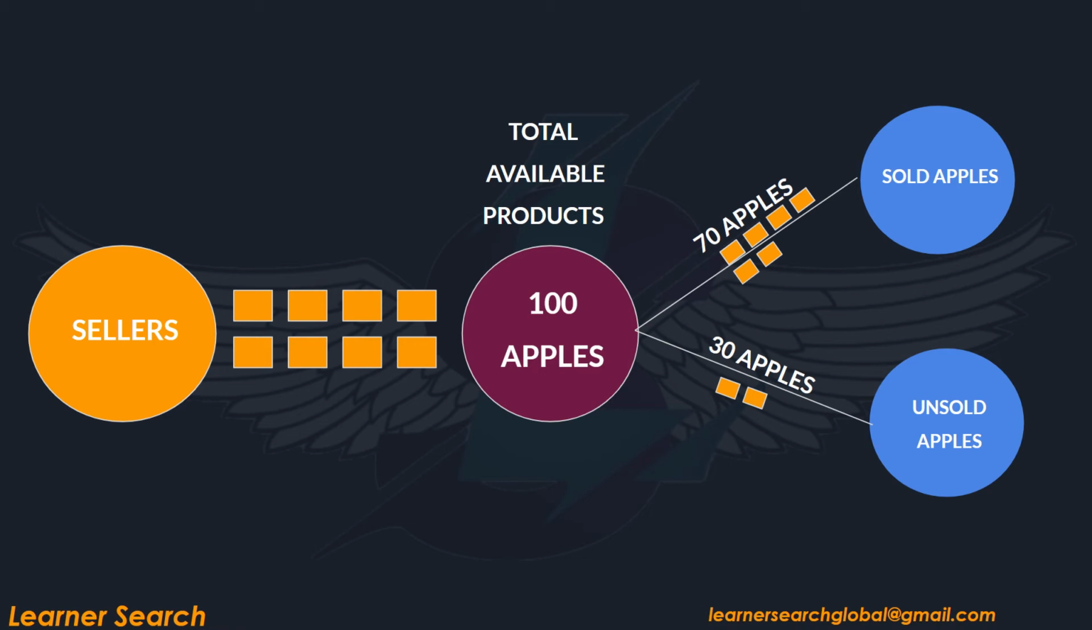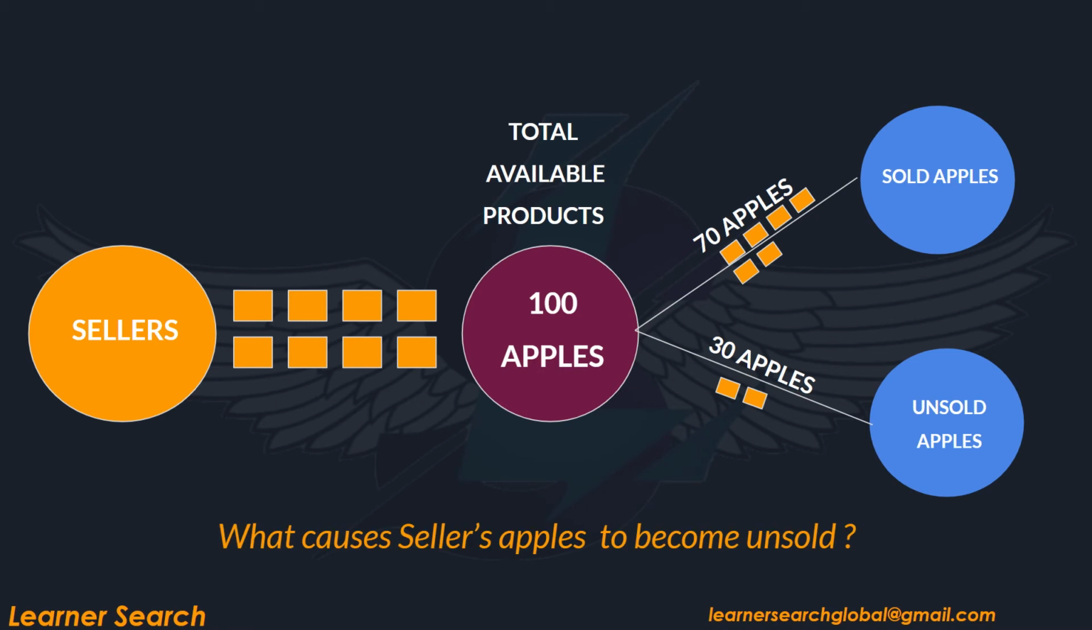As shown here, out of 100 apples, only 70 apples were sold and 30 remained. If I don't sell them before the product expires, then I will lose revenue from those 30 unsold apples. Think for a while, what causes a seller's apples to become unsold or remnant? We can find a few reasons: having fewer customers, not meeting price expectations, having fewer resources, climate change, quality of apples, and so on.